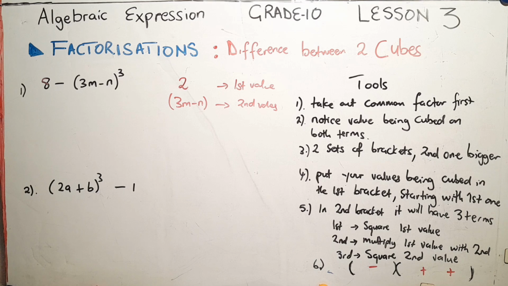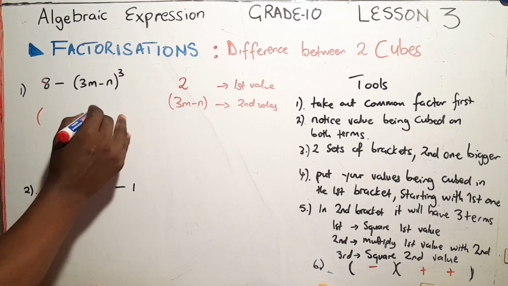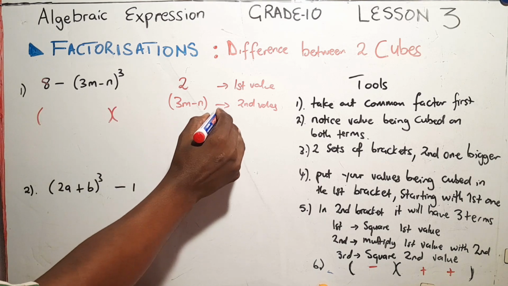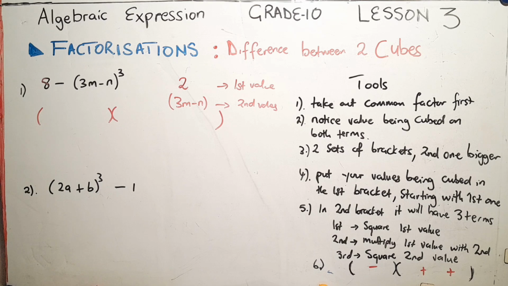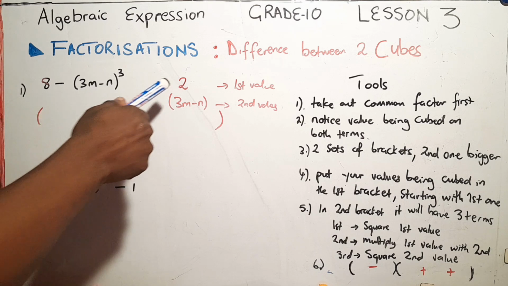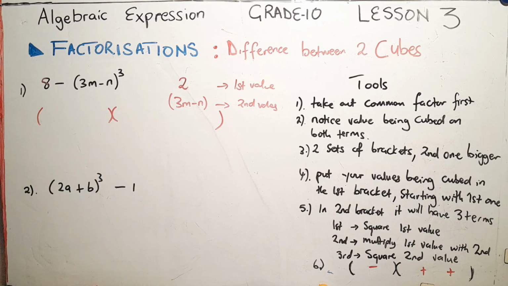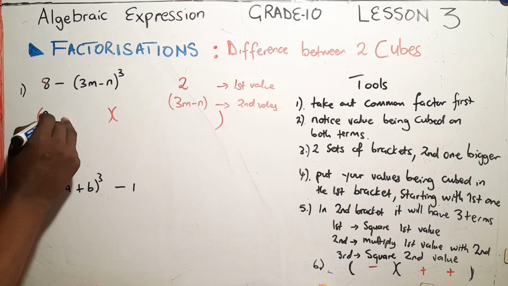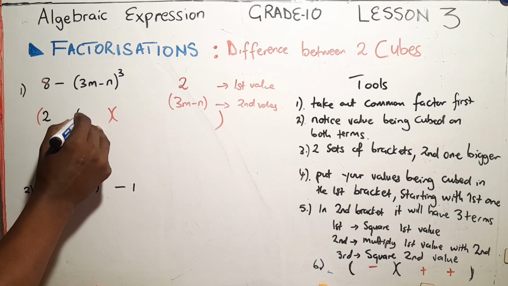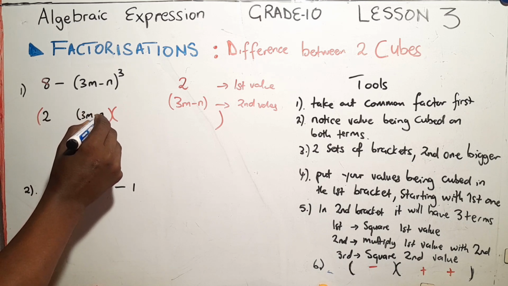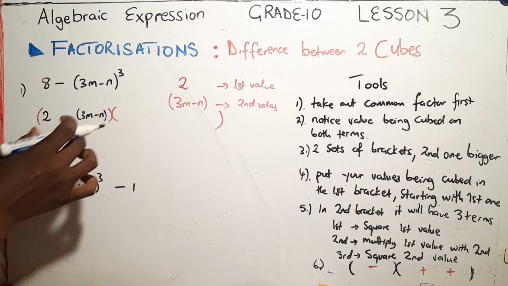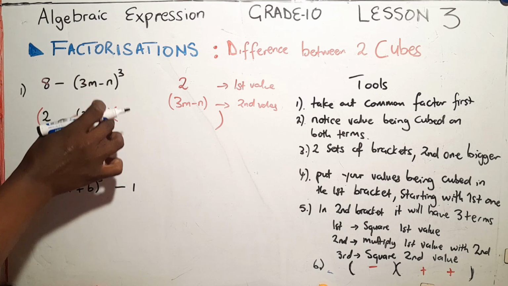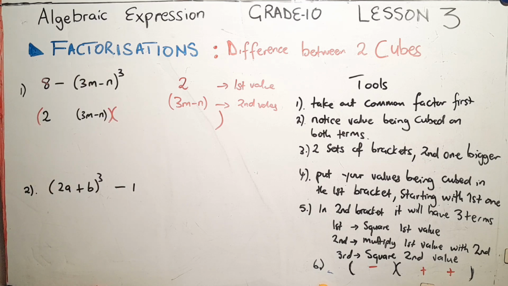So now how do we factorize? 2 sets of brackets, the one smaller than the other. And now what do we put inside? So in the first, we just put the first value and the second value. So this will be 2 and then 3m minus n. So if you're having a value that's inside the bracket, you might also want to put it inside the bracket like that.